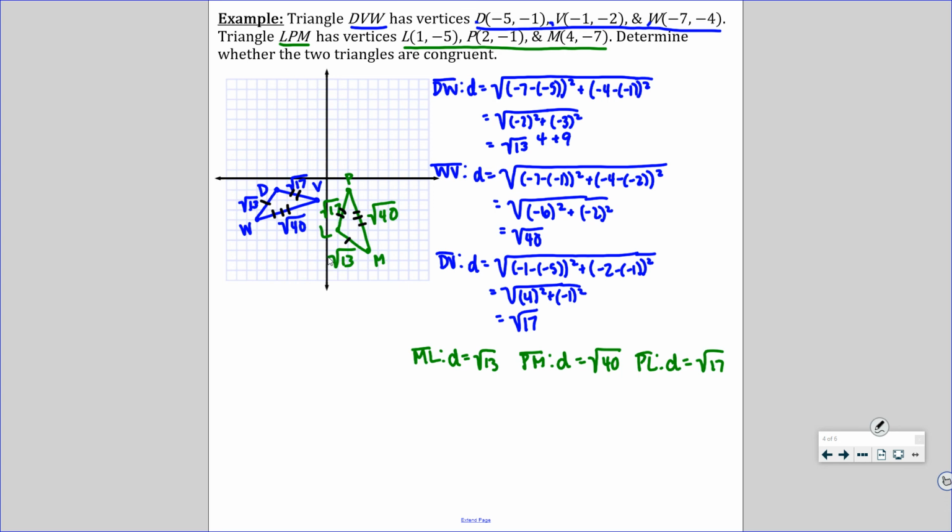So, here's what you have to say. Triangle WDV is congruent to triangle MLP by what? Side, side, side. All three sides are congruent.